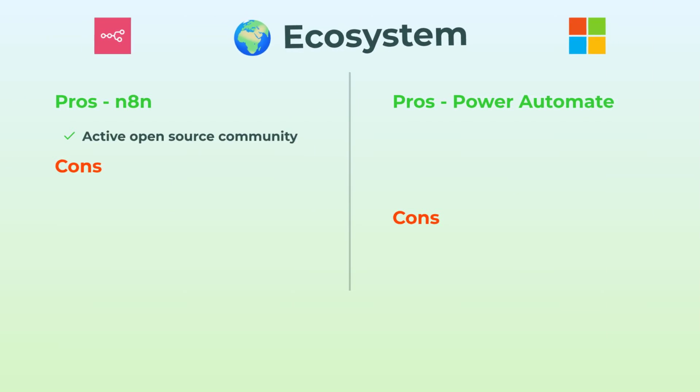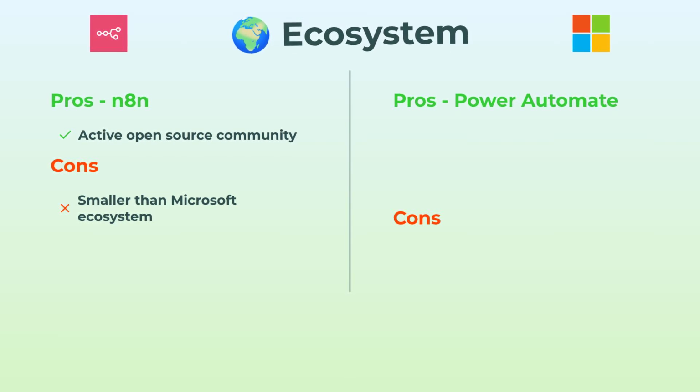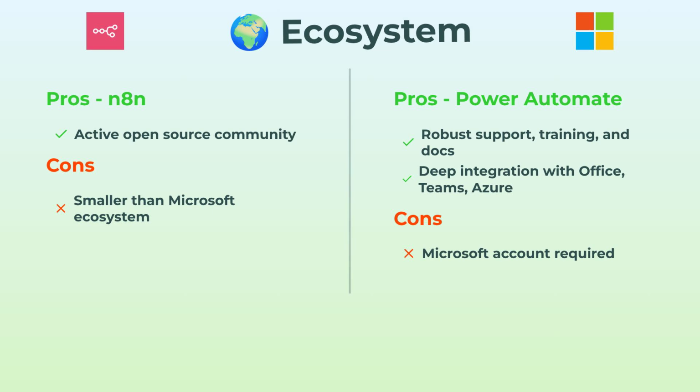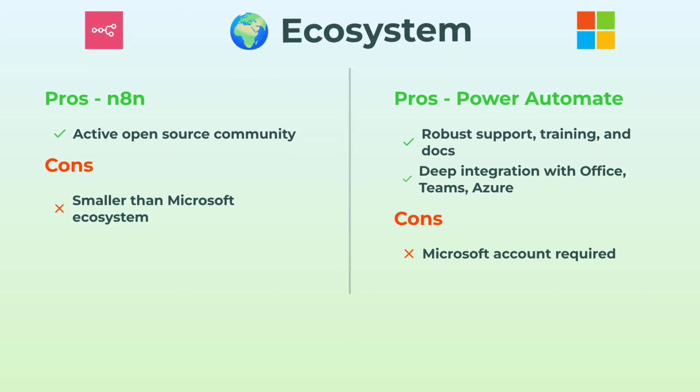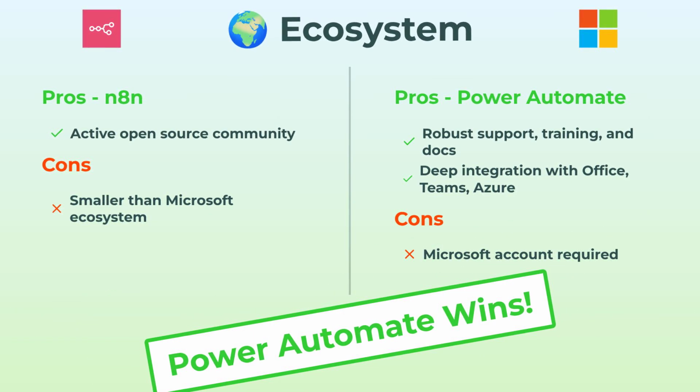On to ecosystem. So here's the deal. n8n's open source community is active and growing, no doubt about it. But Microsoft? I'm not sure it gets bigger than this. Support, training, documentation, deep integrations with Office, Teams, Azure, the works. You do need a Microsoft account for everything though, which, take it or leave it. Still, Power Automate totally dominates in this department.